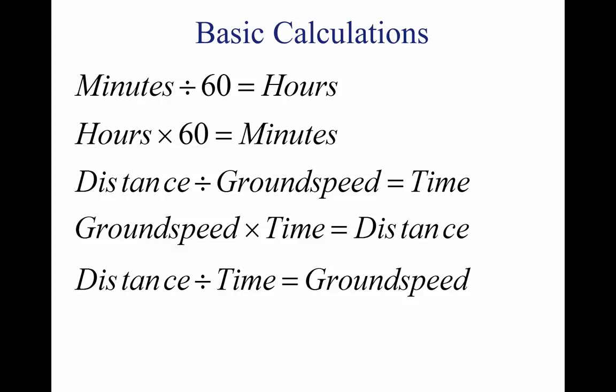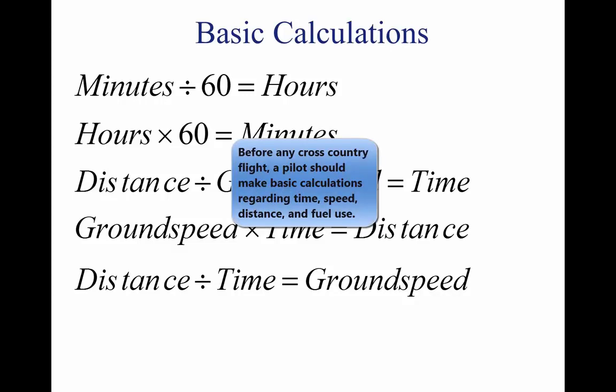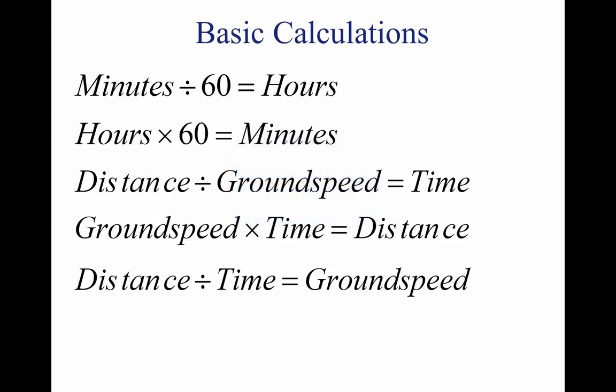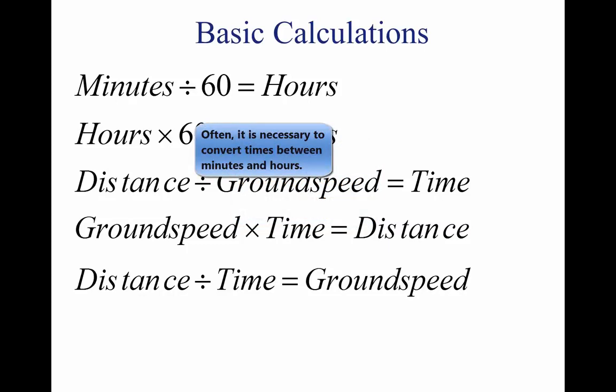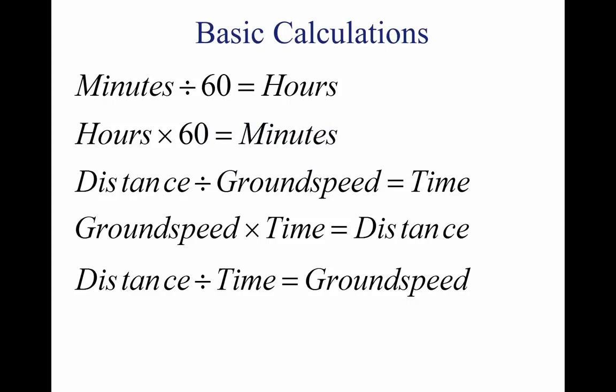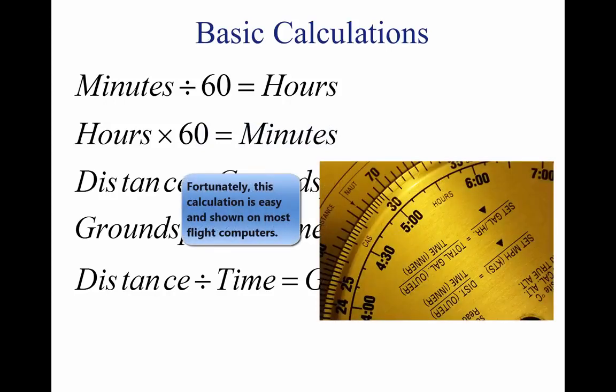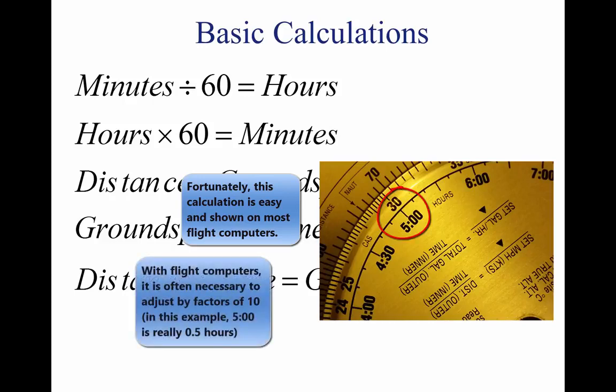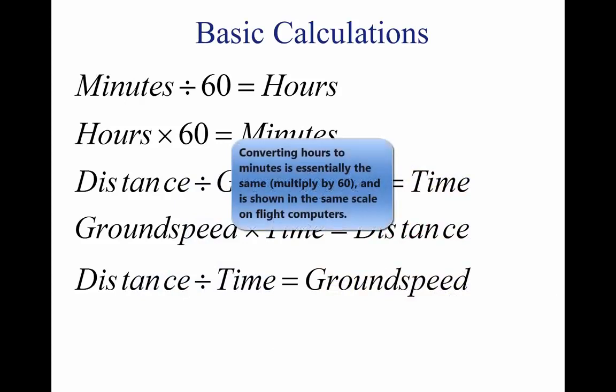Basic calculations. Before a cross-country flight, a pilot should make common calculations for time, speed, and distance, and the amount of fuel required. Converting minutes to equivalent hours. Frequently, it is necessary to convert minutes into equivalent hours when solving speed, time, and distance problems. To convert minutes to hours, divide by 60. Thus, 30 minutes is 30 over 60 equals 0.5 hour. To convert hours to minutes, multiply by 60. Thus, 0.75 hour equals 0.75 times 60 equals 45 minutes.